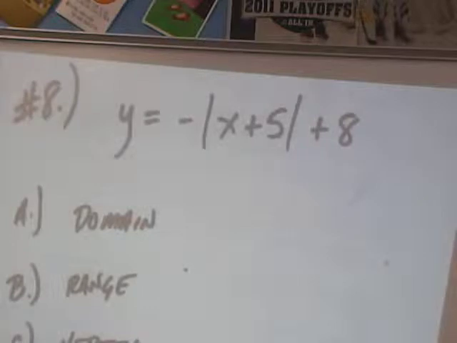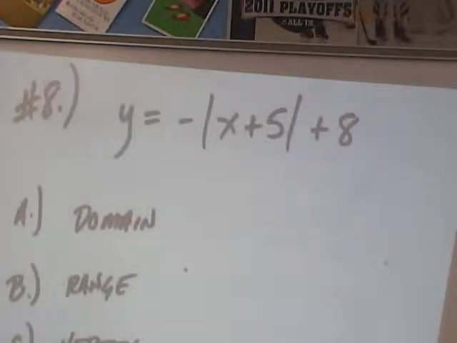Alright, so they give us an equation, an absolute value equation. In general, what's this graph going to look like? A V, right? Which way is the V going to be opening, up or down? Down. How do you know that? Because it's negative. Because they threw the negative in the front.